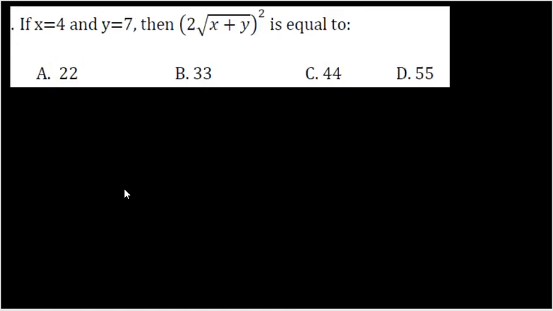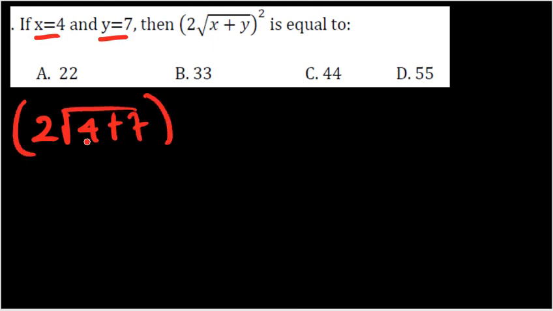Next, the second question for today, again a kind of substitution. It says if x is equal to 4 and y is equal to 7, then 2 times the square root of x plus y, the whole squared. So we will substitute again. 2 times the square root of 4 plus 7, then the whole squared. This is the same as 2 times the square root of 11, still the whole squared.